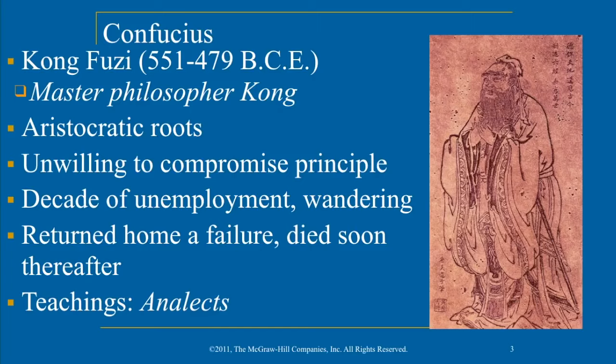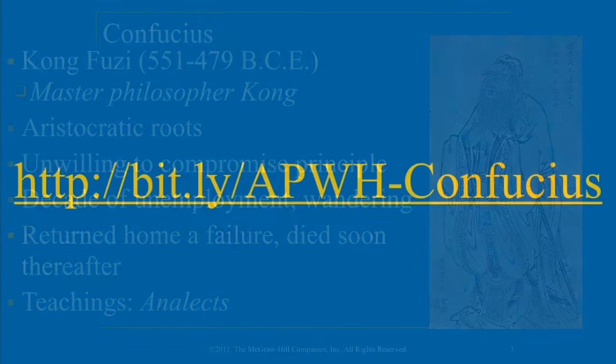After a decade of unemployment and wandering, Confucius eventually returned home, a failure, and died soon thereafter. His teachings became known as the Analects. They consist of a couple different things that we're going to talk about in a couple minutes, but he had a very profound impact on China even to modern day.